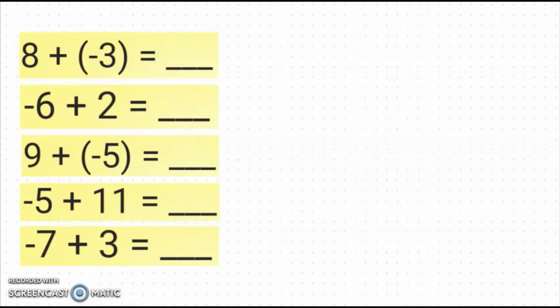8 plus negative 3 was a 5, a positive 5. Negative 6 plus 2 is a negative 4. 9 plus negative 5 is a positive 4. Negative 5 plus 11 is a positive 6. And negative 7 plus 3 is a negative 4. Look closely. What pattern do you see?